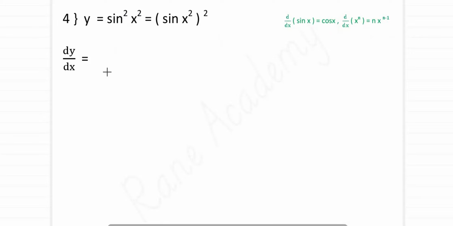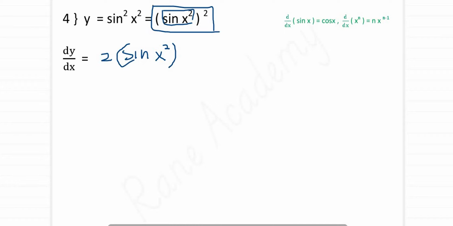Question number 4, y equal to sin x square whole square. So it is a power function. So the outermost function is sin x square the whole square and the innermost function is sin of x square. So we differentiate the outermost function first. So the derivative is 2 into sin of x square, the power gets reduced by 1, so 2 minus 1 is 1. That is 2 times sin of x square raised to 2 minus 1.